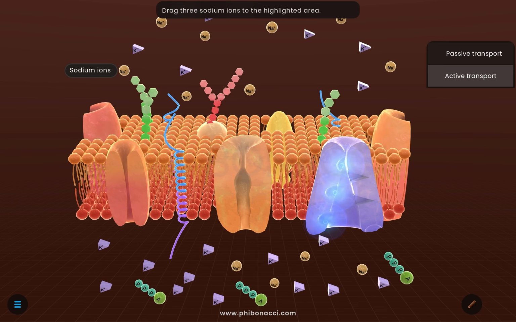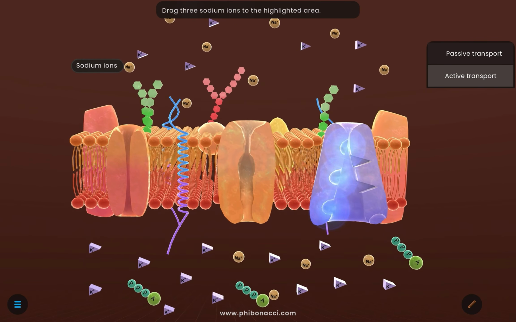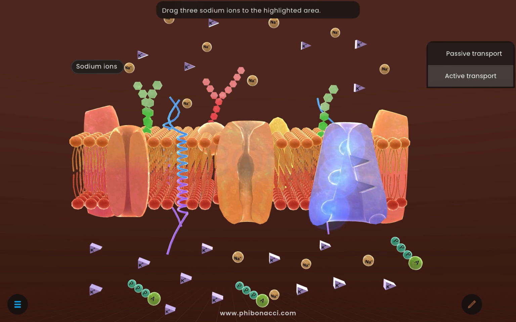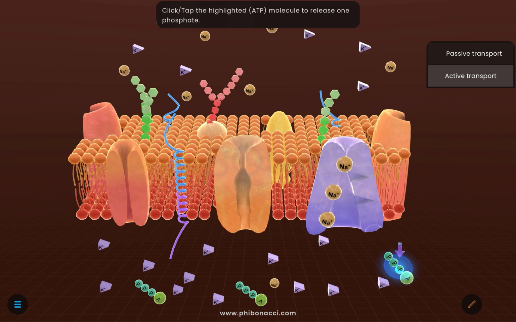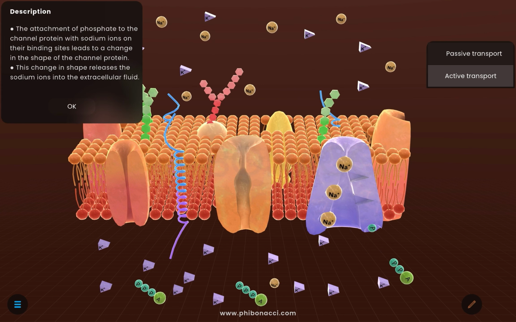Here you can see the presence of sodium and potassium ions. Sodium ions will be transported from their lower concentration to higher concentration. The lower concentration can be seen on this lower side, or on the inside of the cell membrane. So we'll drag these sodium ions to the specific binding sites of the sodium potassium pump. Next we require energy, and energy is provided by the ATP molecule. So this is the ATP molecule, and one phosphate is released, and then this phosphate attaches to the sodium potassium pump. This attachment leads to a change in shape.